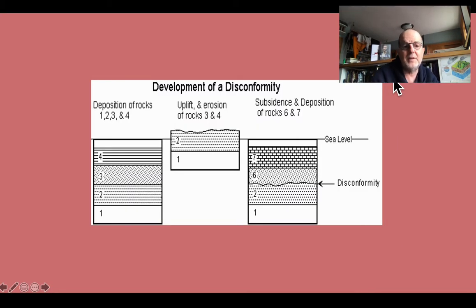The development of a disconformity. Here we have the deposition of layer 1, 2, 3, and 4. Then uplifted and above sea level, eroded, and then sea level is higher, and now the erosion surface is covered by sandstone and limestone under the water.